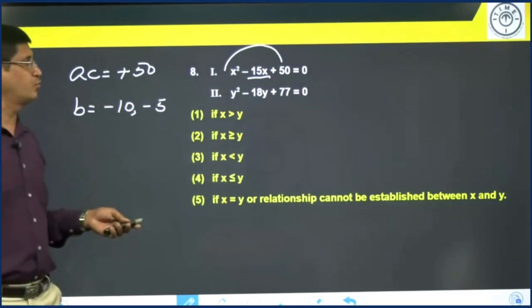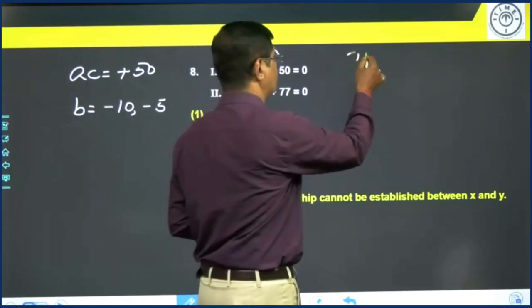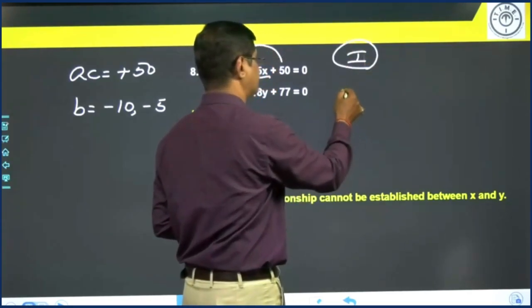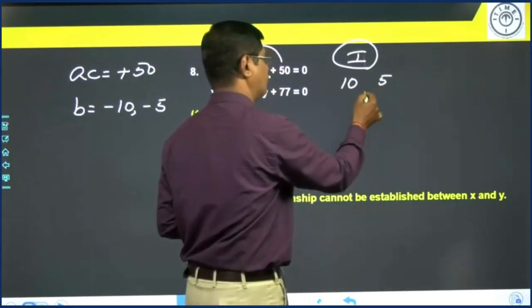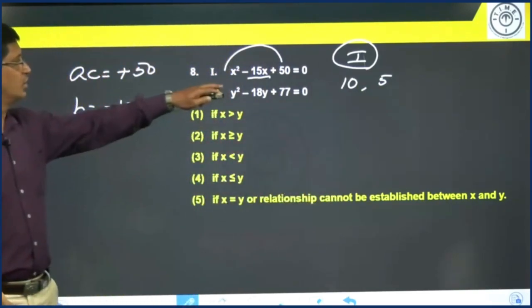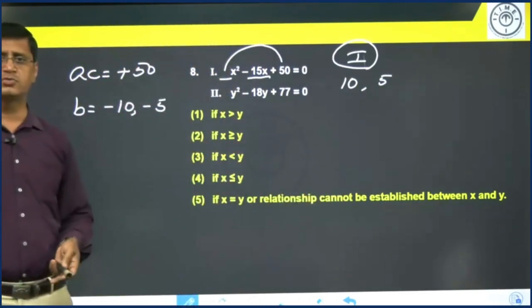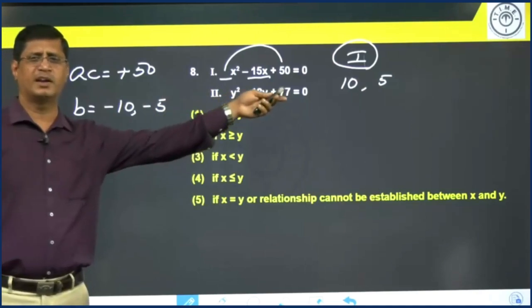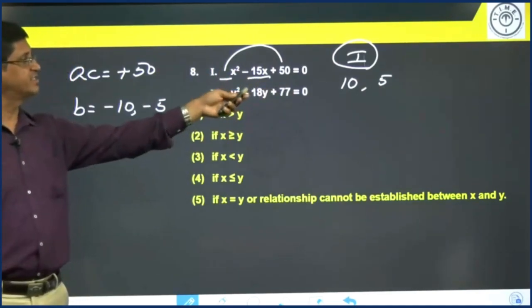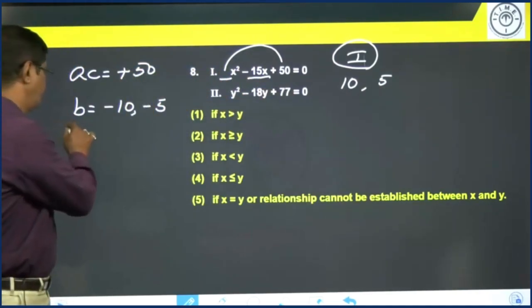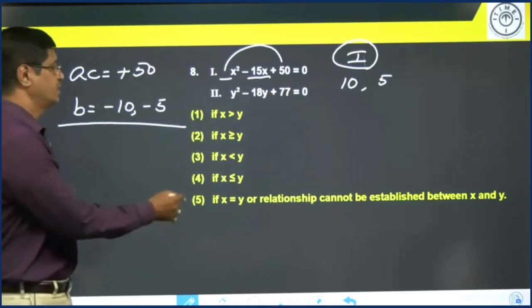Minus 10 and minus 5 are the factors, so what about the roots of the first quadratic equation? Same numbers with opposite sign, divided by the coefficient of x square. The x square coefficient is 1, so I am not writing it here. Leave it. That is 10 and 5. Then what about the second quadratic equation?